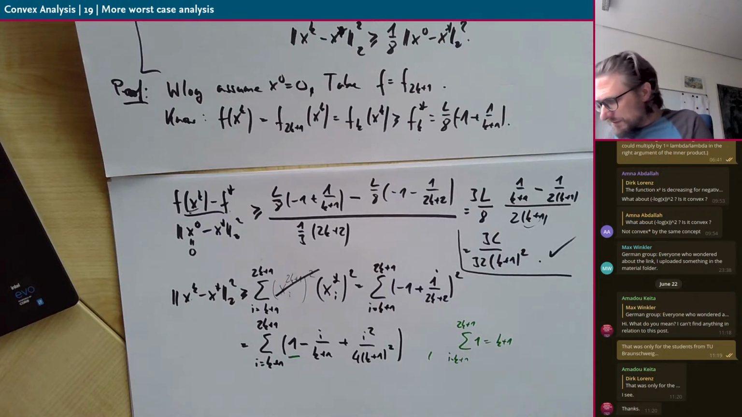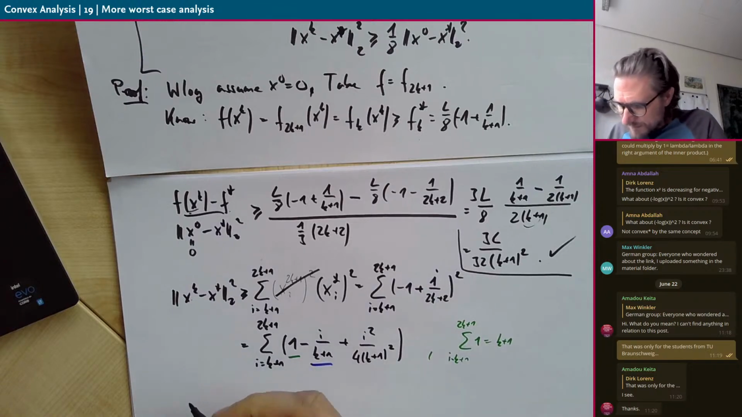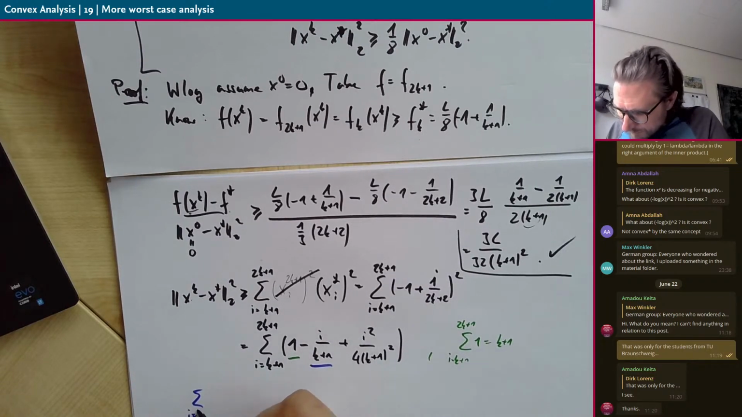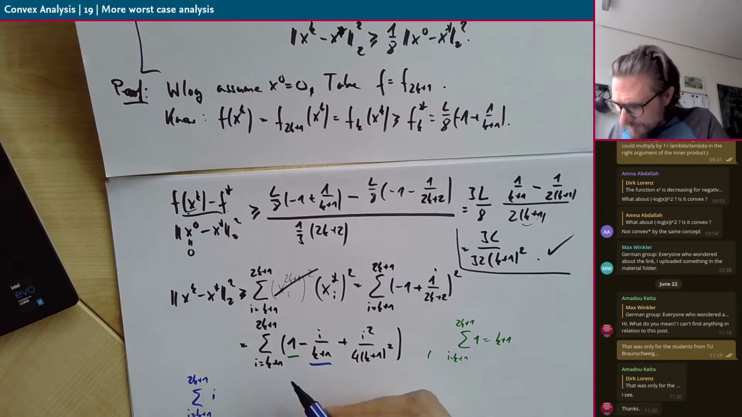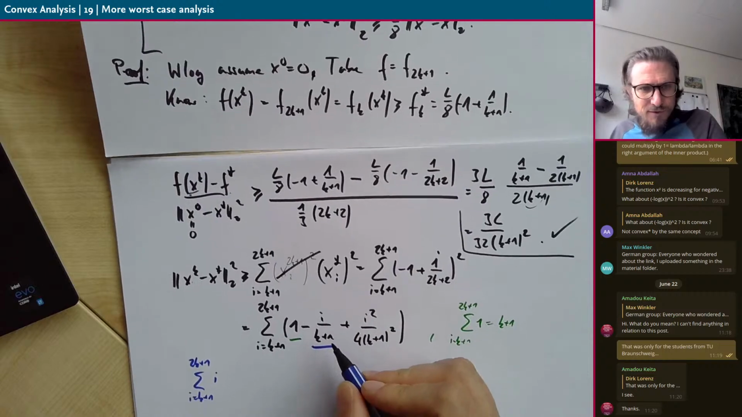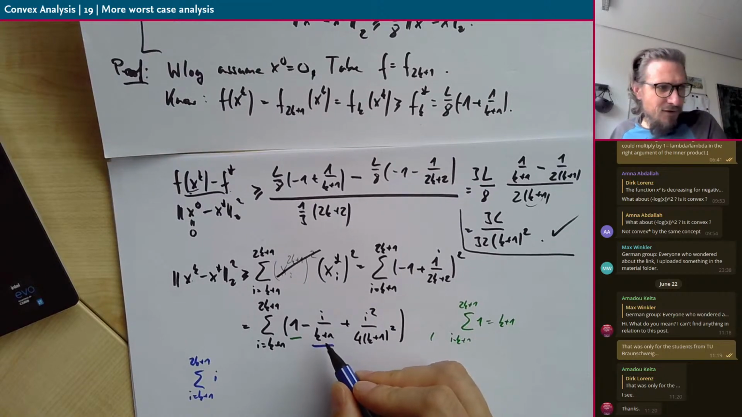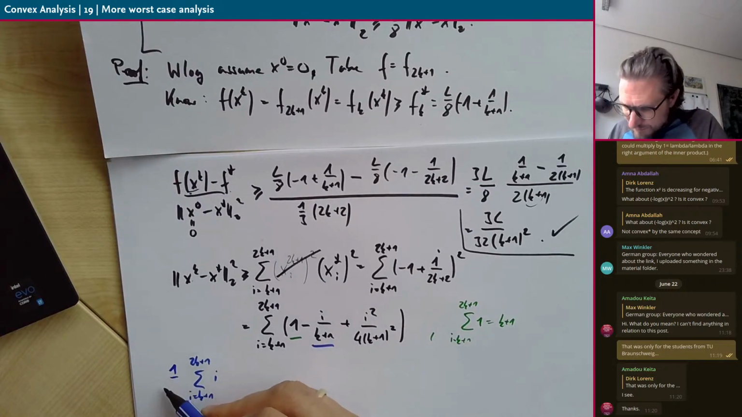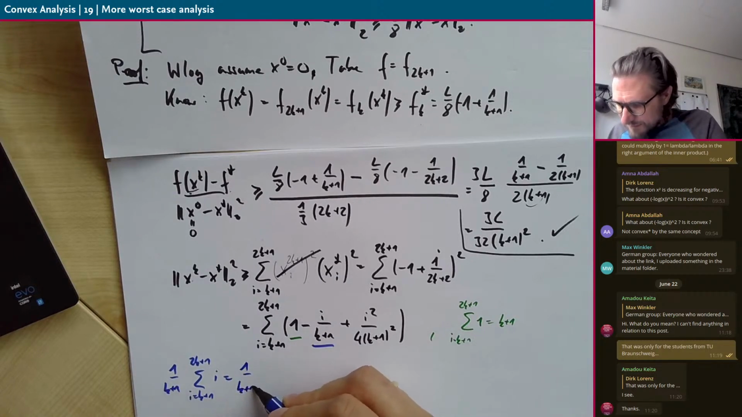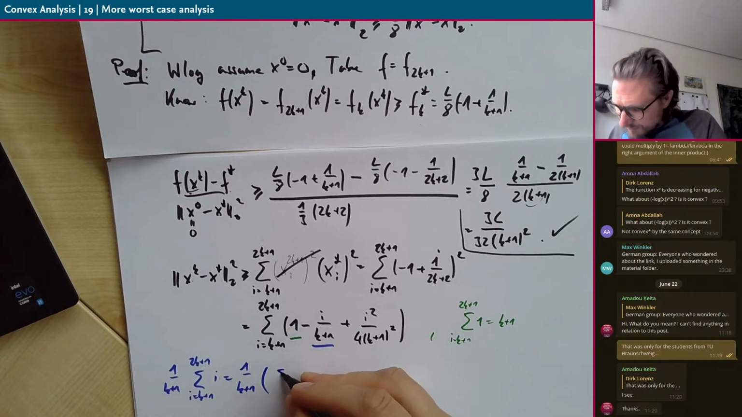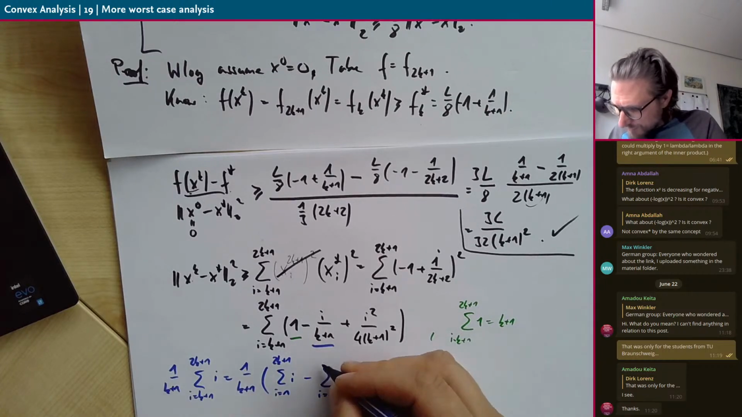So that's simple. What about this one here? What about the sum over i from k plus 1 to 2k plus 1 just over i? So we have one factor of 1 over k plus 1 in front. Maybe I just put this here. So what do we get? We write this as the full sum starting from 1 to 2k plus 1 over i, minus the sum going from 1 to k.